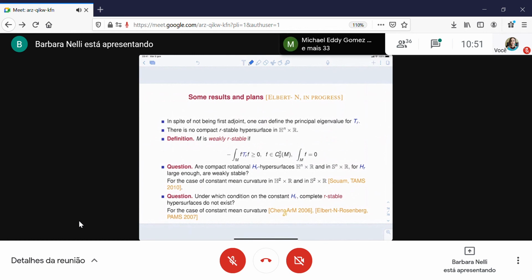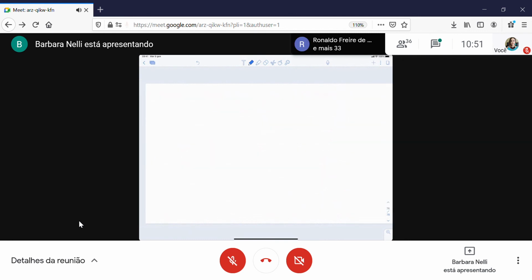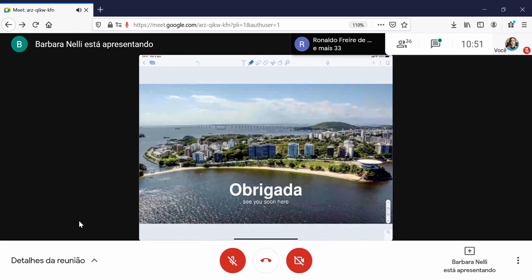For the case of constant mean curvature, we got this result, and also Chang. We gave the condition independently, me and Fernanda Rosenberg, and also Xu Chang. But here the question is very challenging in our opinion, and we are trying to do it. I'm sorry I took one minute more, but thank you very much, and I hope to see you soon here, really.